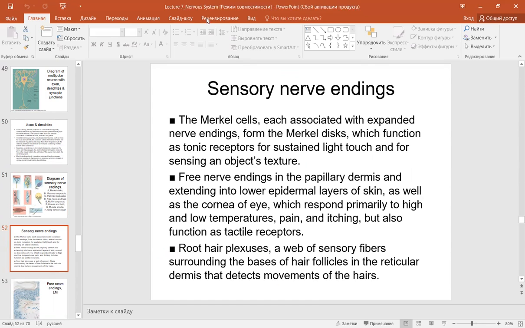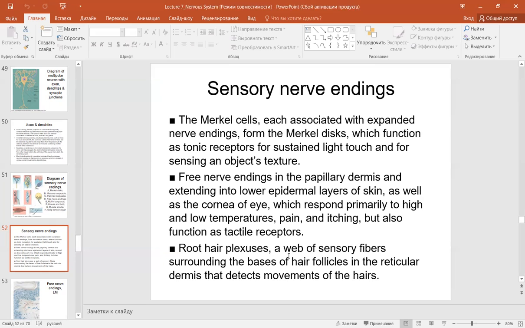The Merkel cells, each associated with expanded nerve endings, form the Merkel disc, which functions as tonic receptors for sustained light touch and for sensing of the object's texture. Free nerve endings in the papillary dermis and extending into lower epidermal layers of skin, as well as the cornea of the eye, respond primarily to high and low temperatures, pain and itching, but also function as tactile receptors.